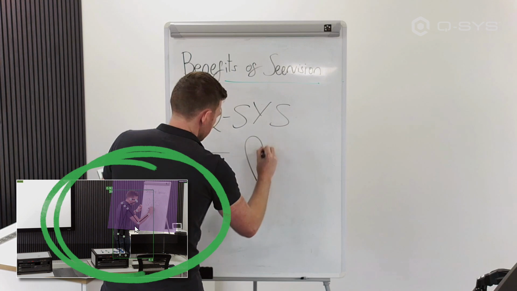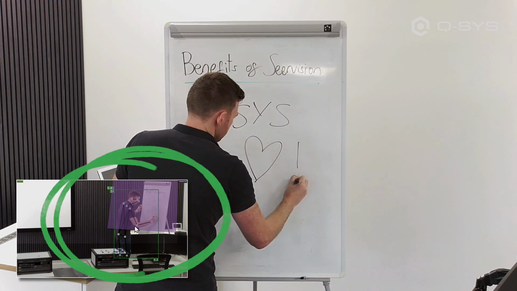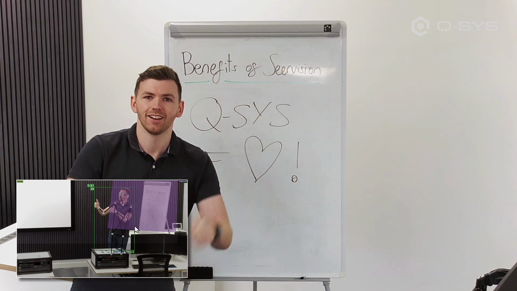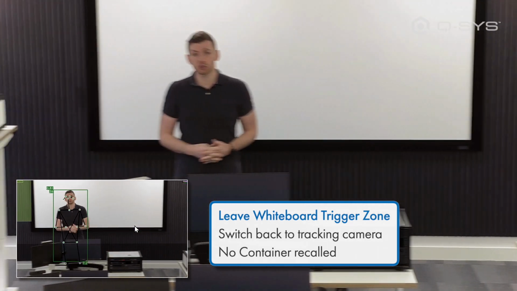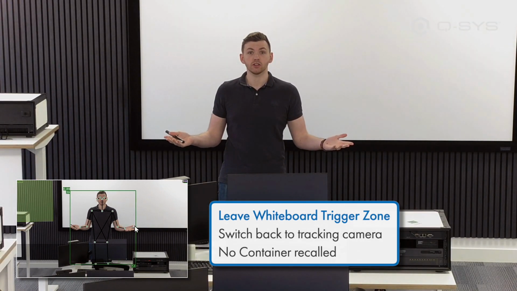It's still following our presenter. We've just switched to the static camera in Q-SYS. Now as our presenter leaves that whiteboard trigger zone, we switch back to the tracking camera. Simple as that. Good job, you've got static view cameras working.